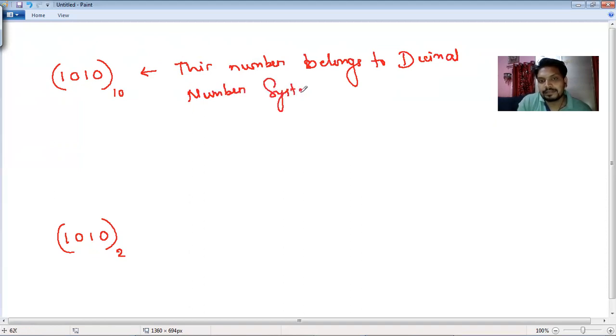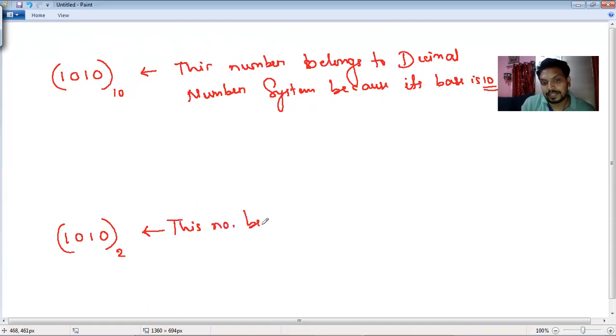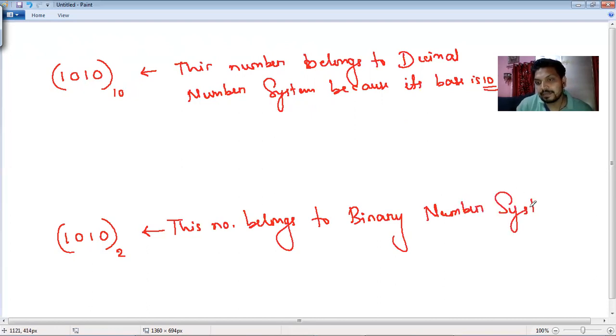Decimal number system, because its base is 10. And this number belongs to binary number system, because its base is 2. Is this clear?